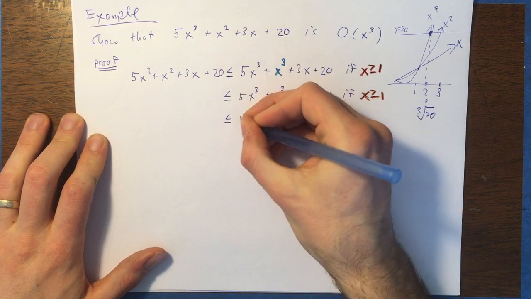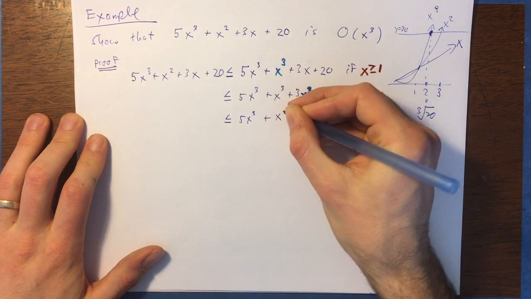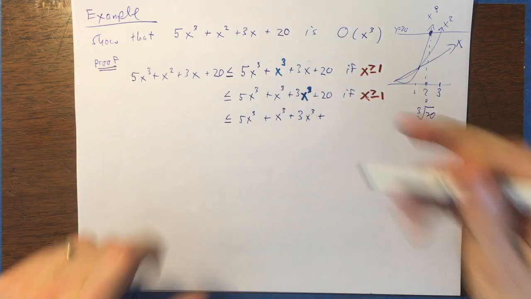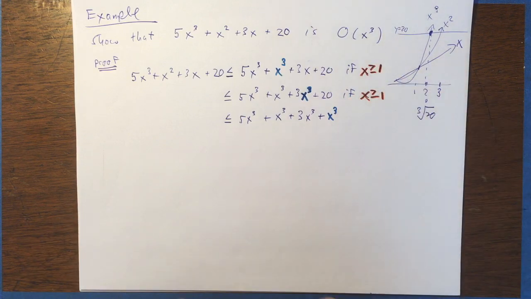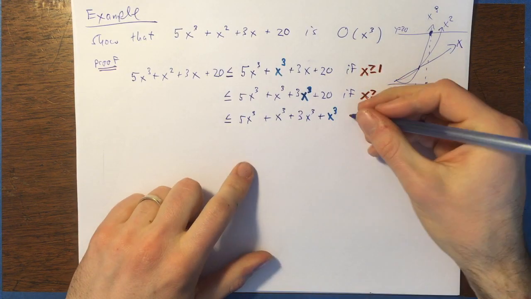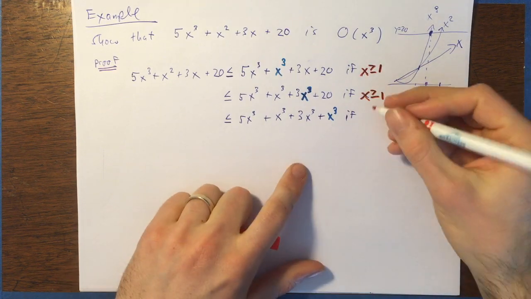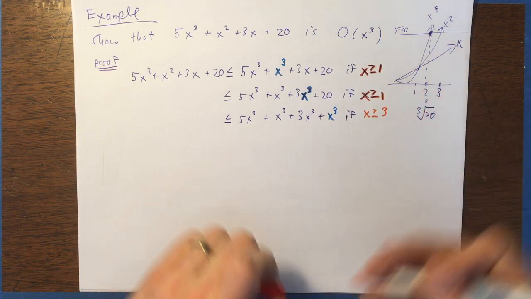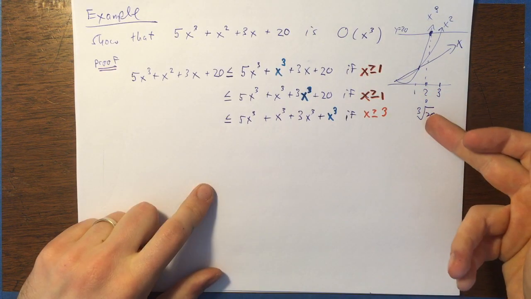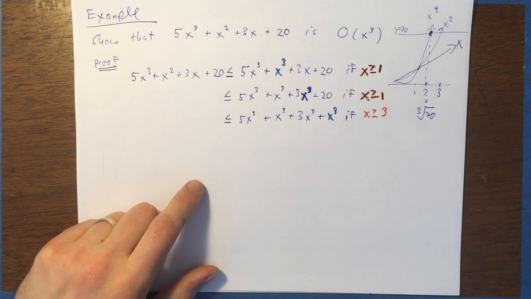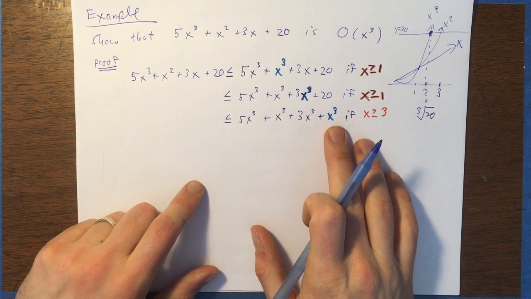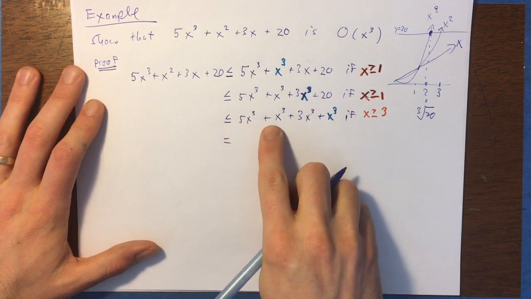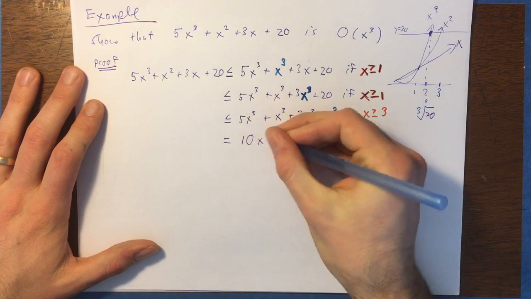So I'm going to write less than or equal to. You notice I could combine these like terms, but I'm just not doing it quite yet. I'm going to replace my 20 with x cubed. But it's true at least if x is greater than or equal to 3. It could have been the cube root of 20, but I just wanted to pick an integer to make it nice and easy. So as long as x is greater than or equal to 3, then we can be guaranteed of this. So now we can combine these together. This is equal to 5, 6, 7, 8, 9, 10. So this is equal to 10x cubed.